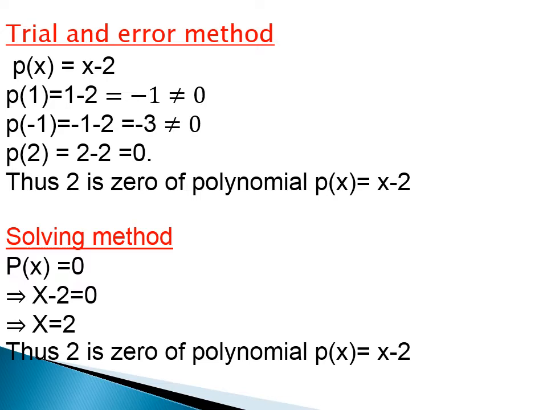So these are the two methods. One is trial and error, another one is the solving method. We usually prefer the solving method because it is the easiest way. So one more example we will try, and then you will understand more. Next example.